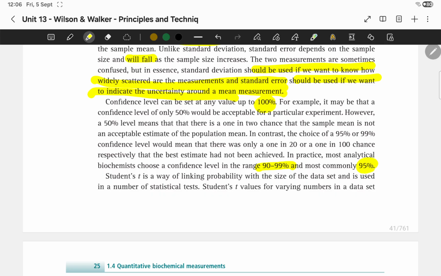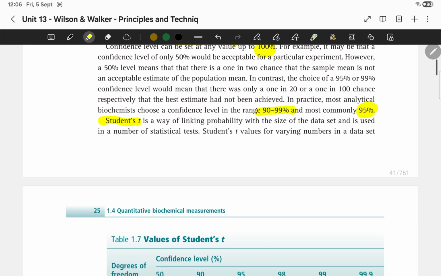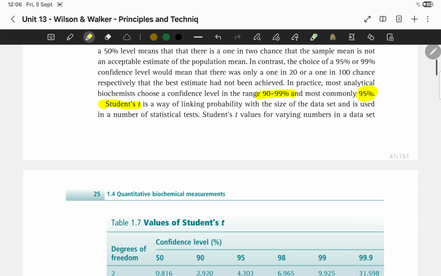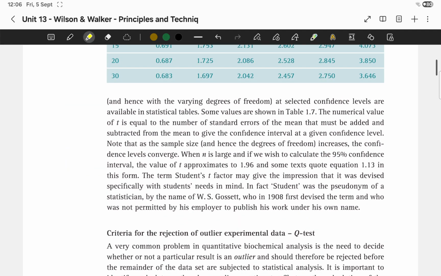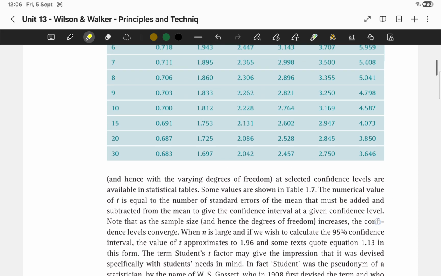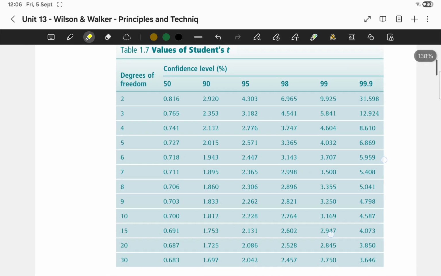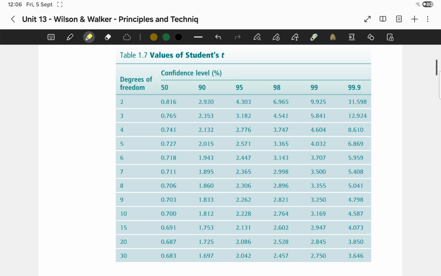Student's t is a way of linking probability with the size of a data set and is used in a number of statistical tests. Student's t values for varying sizes of data set are selected at the confidence level of the statistical test. Some values are shown in table 1.7. So this is the table, the confidence level, and this is Student's t. So if we have degrees of freedom 7 and we are taking 95% accuracy, Student's t is this.